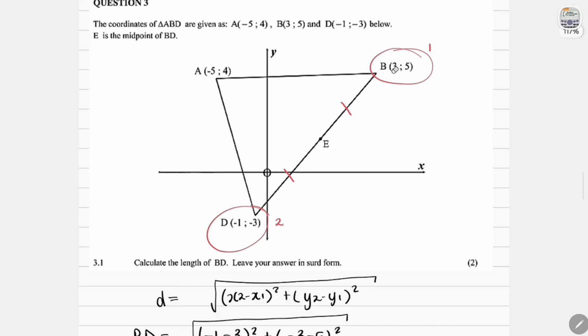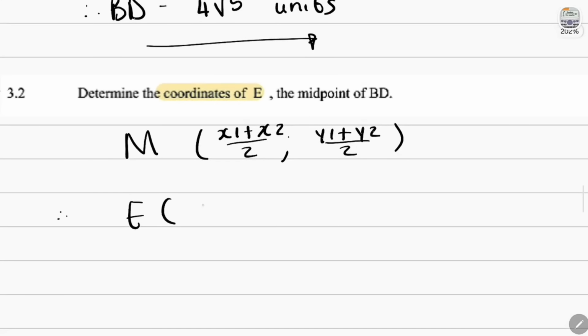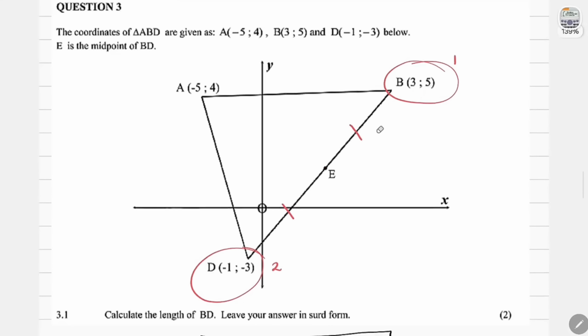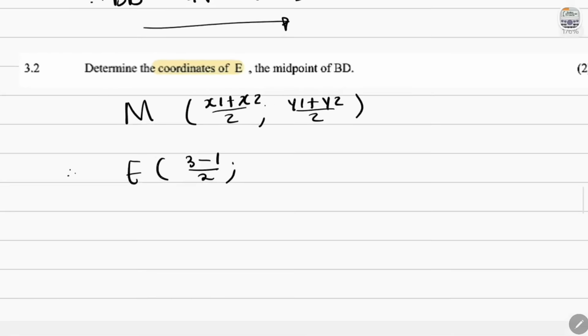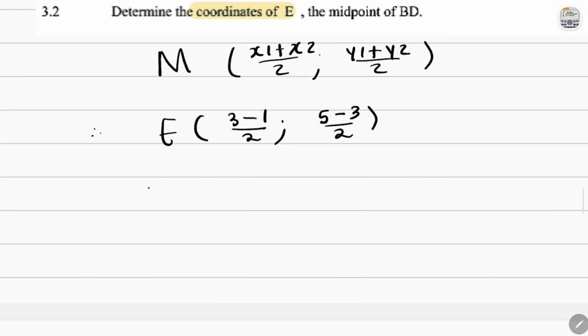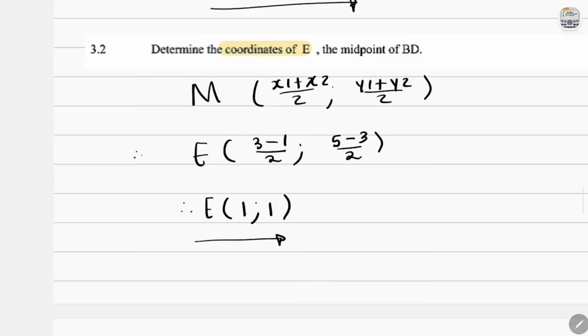And so E, the midpoint of this line BD, we would simply take those x values. So that is 3 plus -1. But of course, if you say 3 plus -1, when you multiply that positive and that negative, they just become negative. So it's just 3 minus 1 over 2, and then the y values, and that is 5 plus -3. So 5 minus 3 over 2. And let's get our answer. So E is finally equal to 2 divided by 2, which is 1, and then 5 minus 3 is 2 divided by 2, which is also 1. And that is our answer. E is simply 1 and 1.